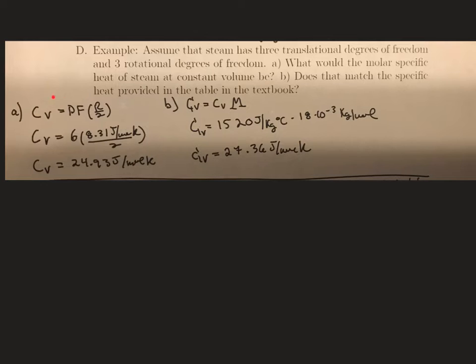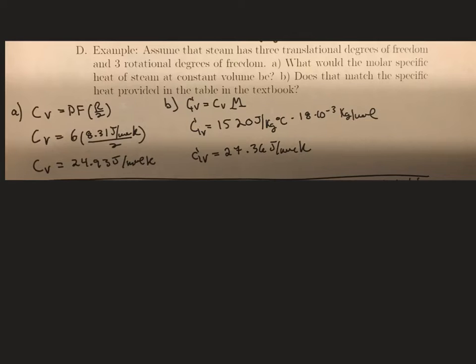So I'm going to take my relationship that the molar specific heat at constant volume equals the degrees of freedom times the ideal gas constant divided by 2. So 3 there and 3 here equals 6. So I'm taking 6 times 8.31 joules per mole Kelvin divided by 2 to get this molar specific heat at constant volume.